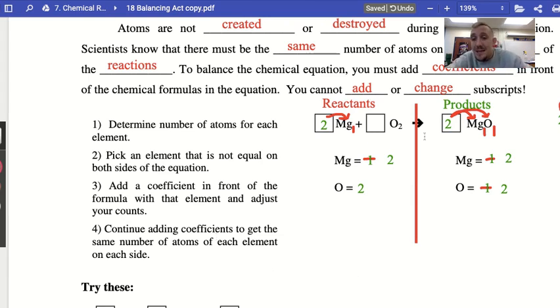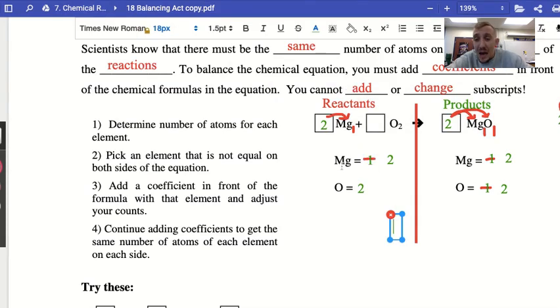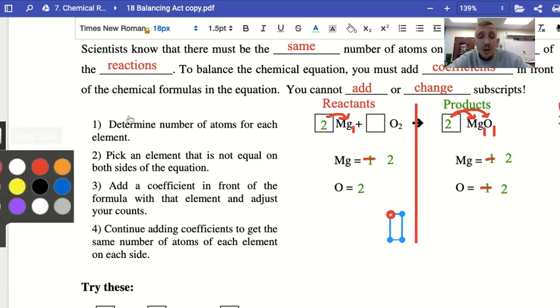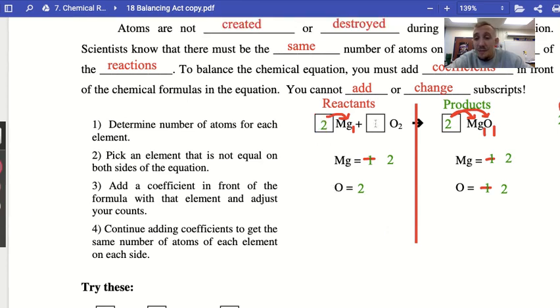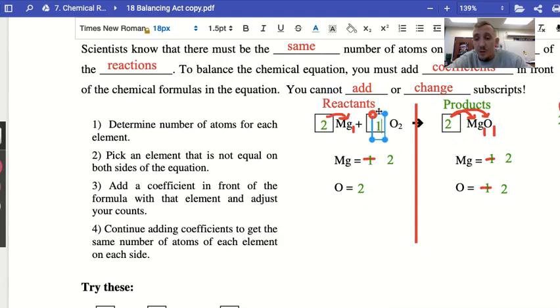And what we mean by side is on the arrow. So before the arrow is the reactants, after the arrow is the products, okay? And so we have to have it on each side of that arrow. And so I've gone ahead and separated it. Now you can see I now have 2 magnesiums on the left and the right, and I have 2 oxygens and 2 oxygens. Okay, and so what I'm going to go ahead and do is any box that I haven't filled with a coefficient, I'm going to put a 1 in front of it.